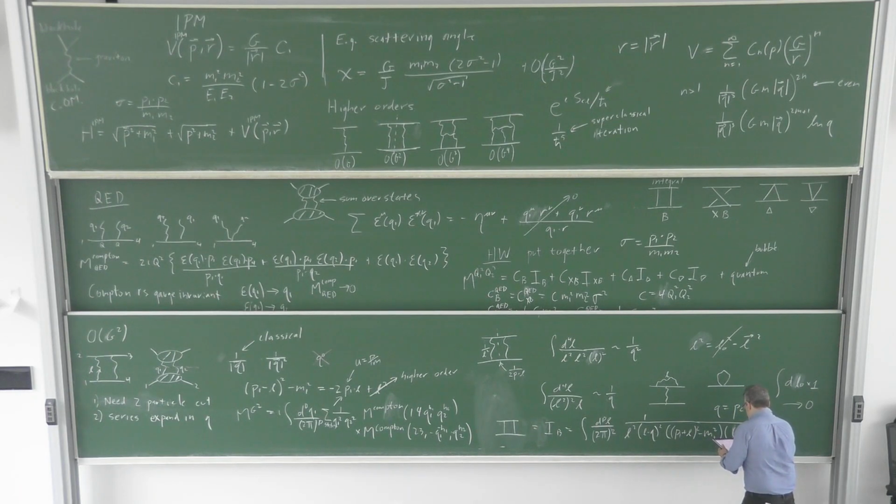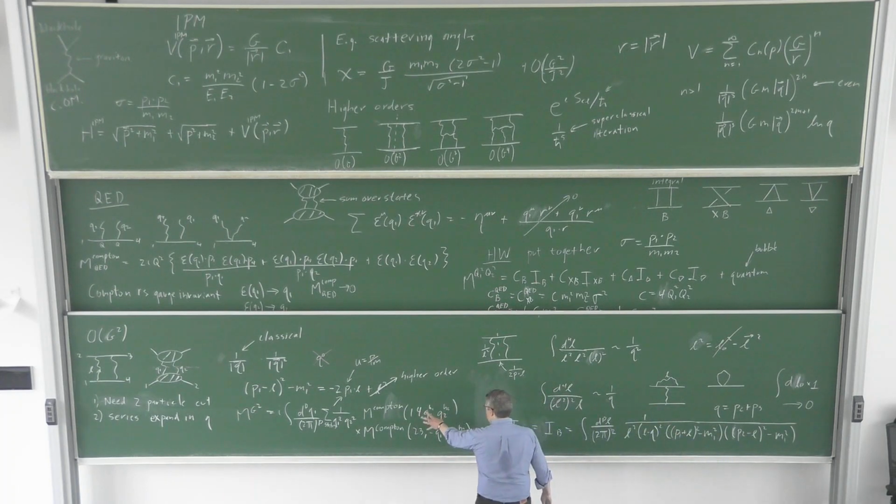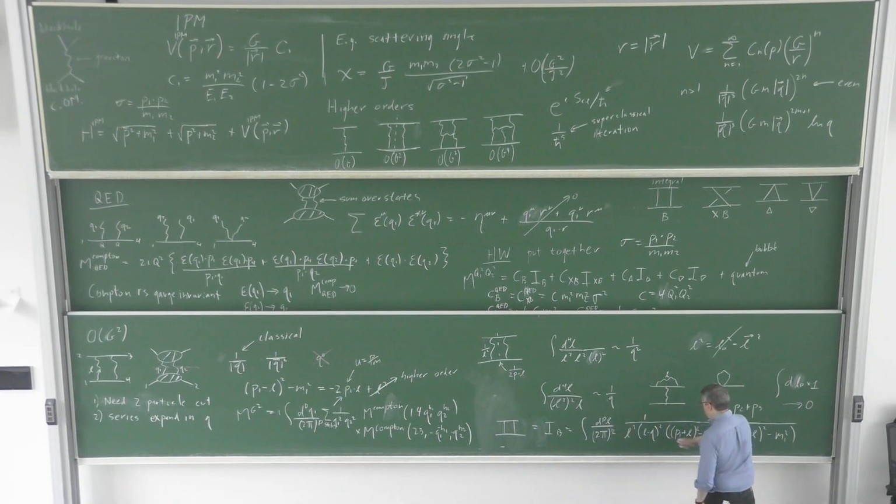P2 minus L squared minus M1 squared. Now, what I wrote here is the fully covariant integral. So at this level that I'm working, we haven't done any series expansion yet in terms of expanding in Q or L, like the orders of H bar.